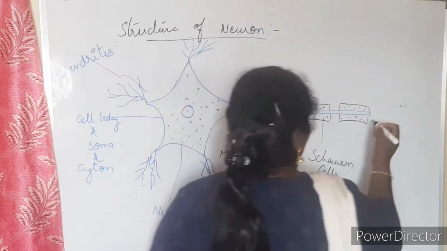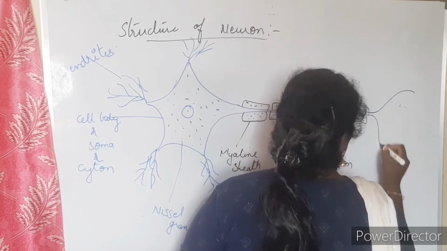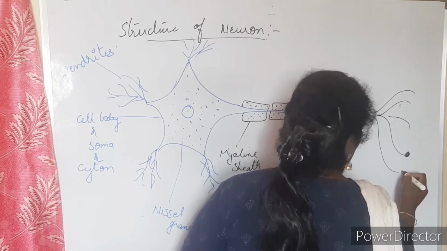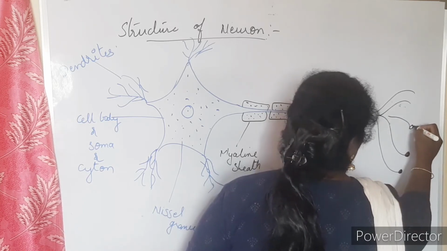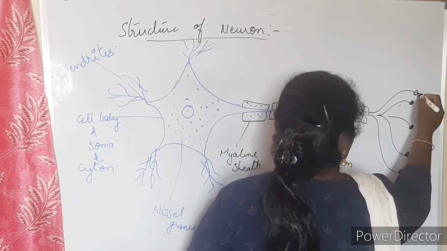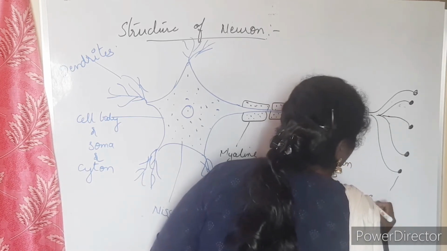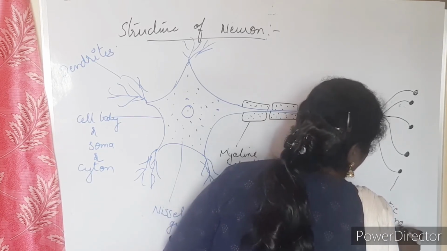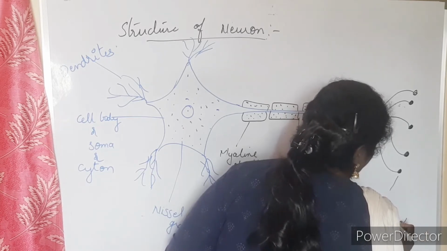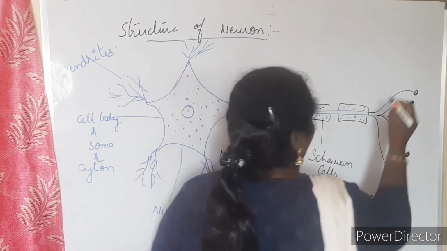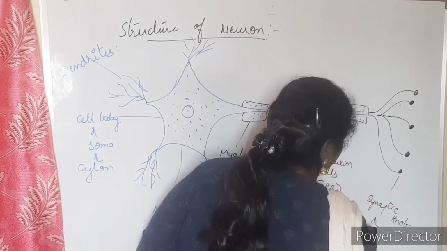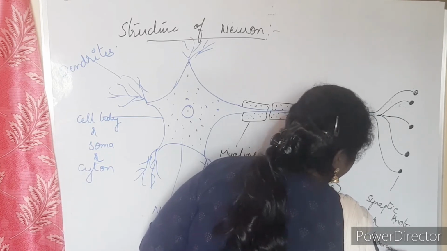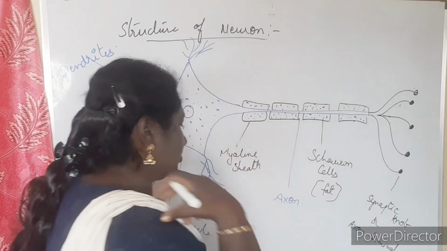Afterwards we can see the axon ends with terminals or knob-like structures. These are called synaptic knobs or axon terminals. So this is called synaptic knob. Synaptic knob or axon, one more name is there, it is axon terminals. Okay. So these are the main parts.